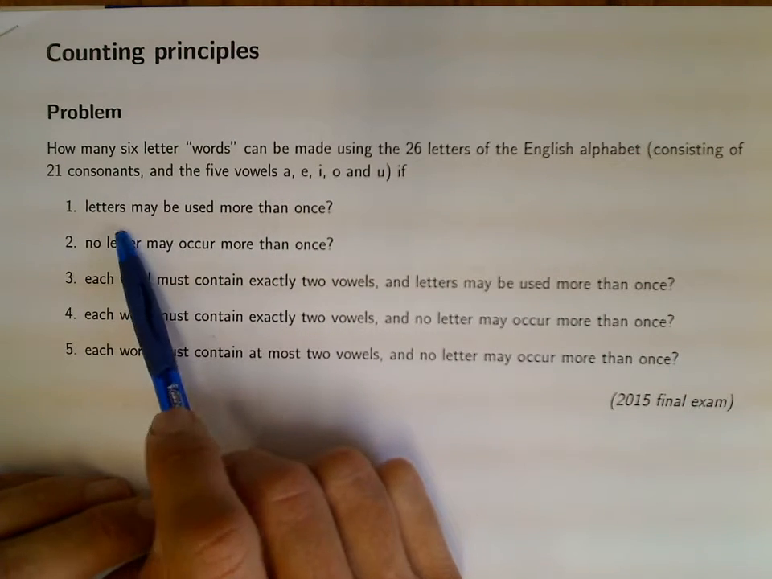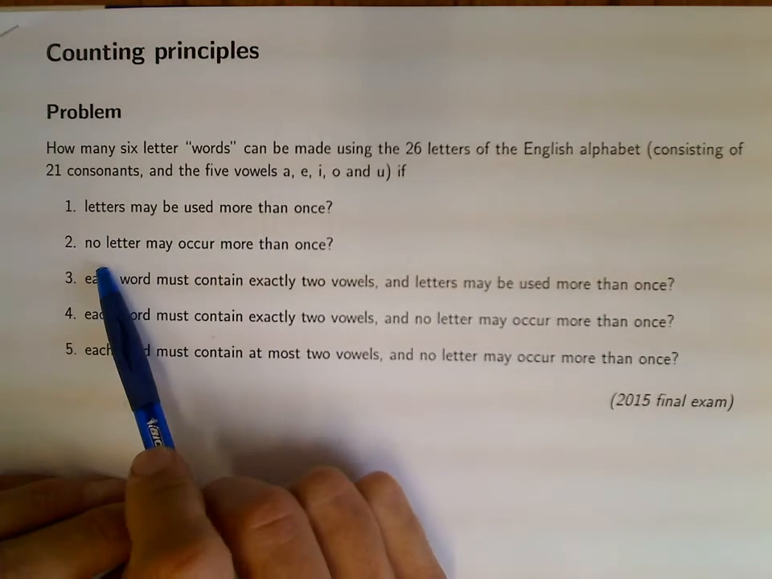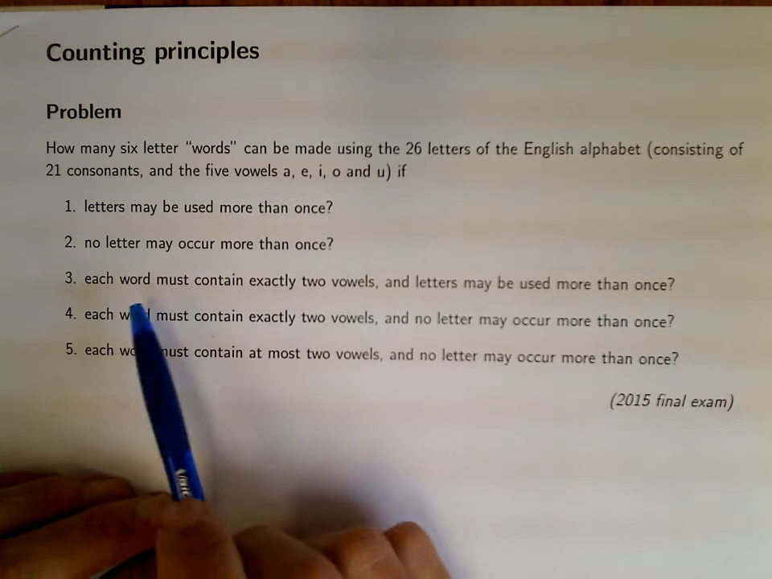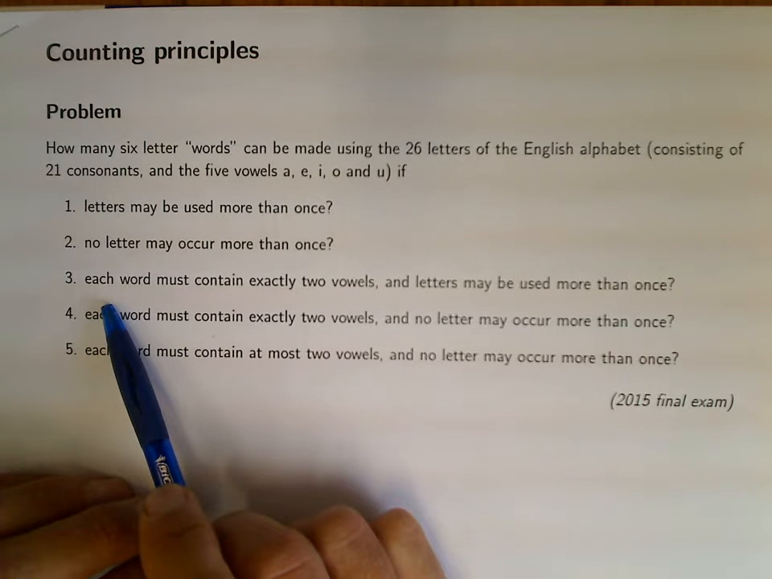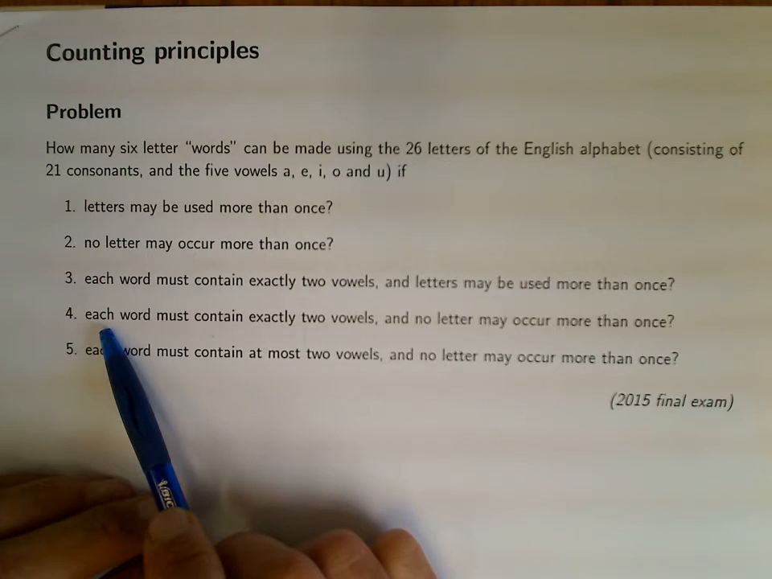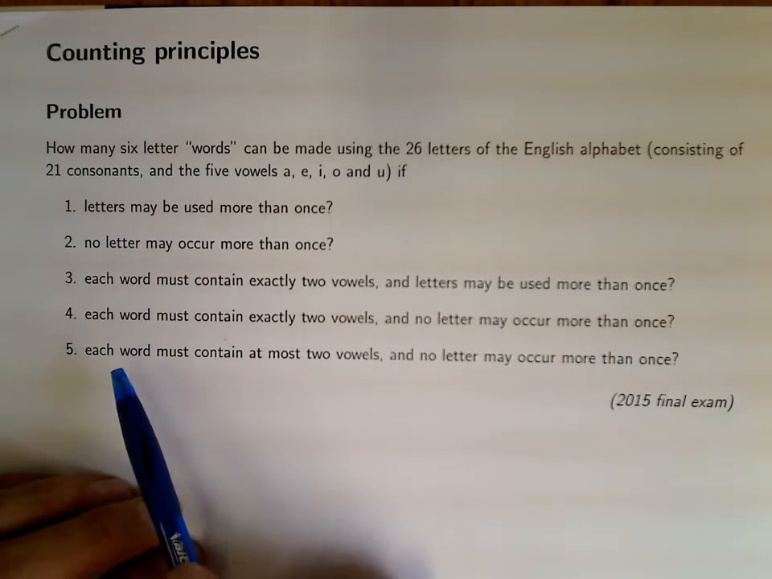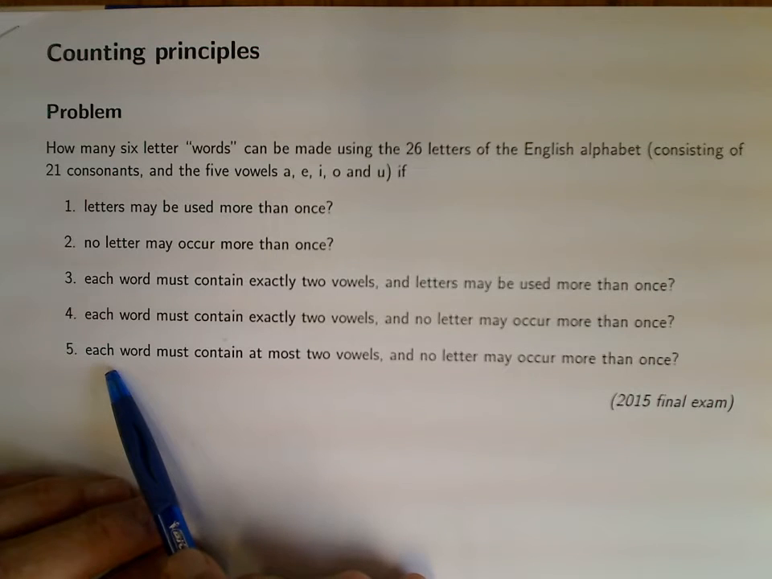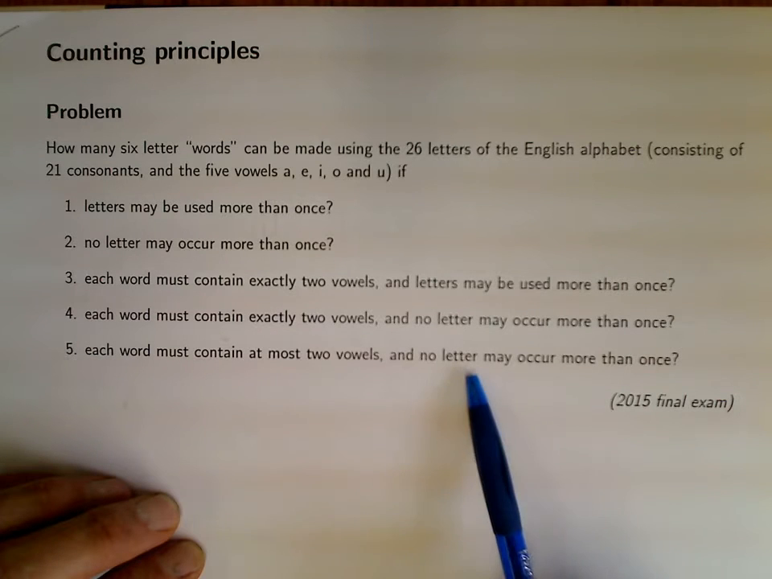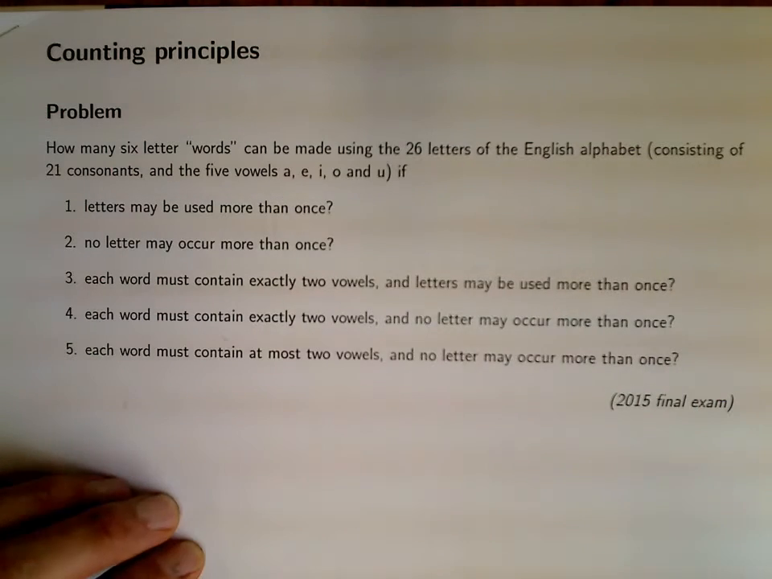So firstly, letters may be used more than once. 2, no letter may occur more than once. 3, each word must contain exactly 2 vowels and letters may be used more than once. 4, each word must contain exactly 2 vowels and no letter may occur more than once. And lastly, each word must contain at most 2 vowels and no letter may occur more than once. Okay, so there's 5 questions there, putting different conditions on what the word can look like.